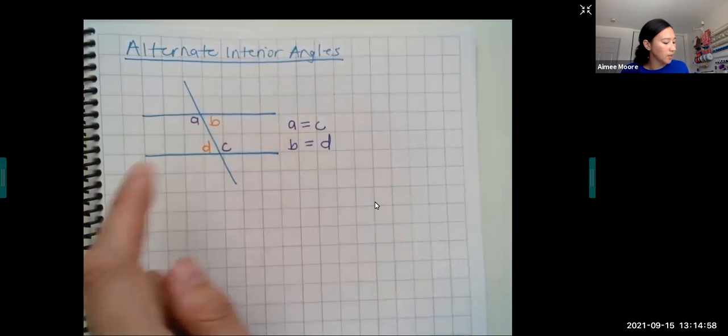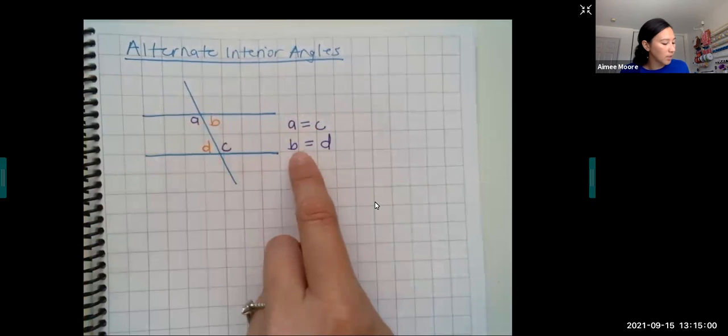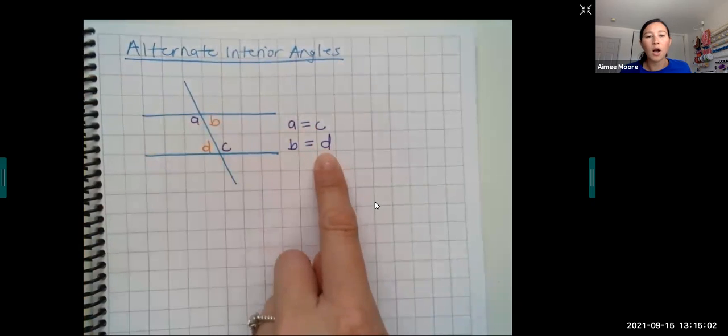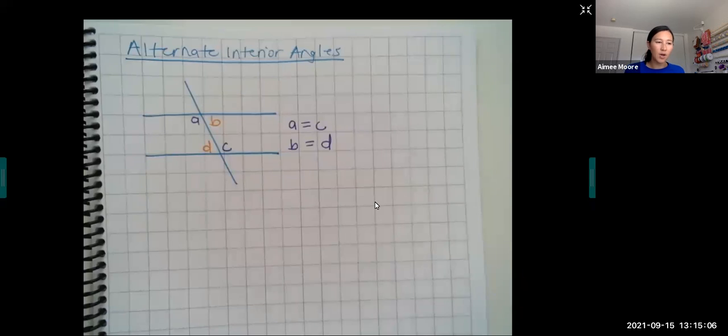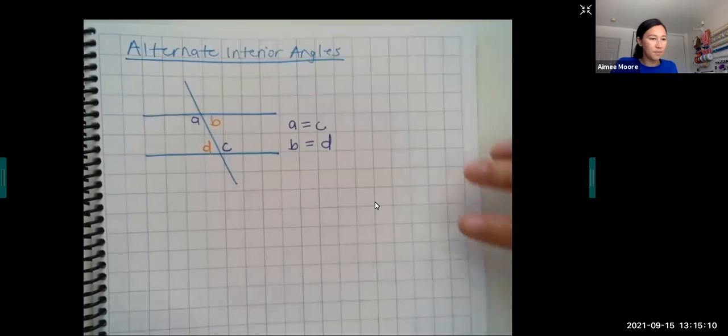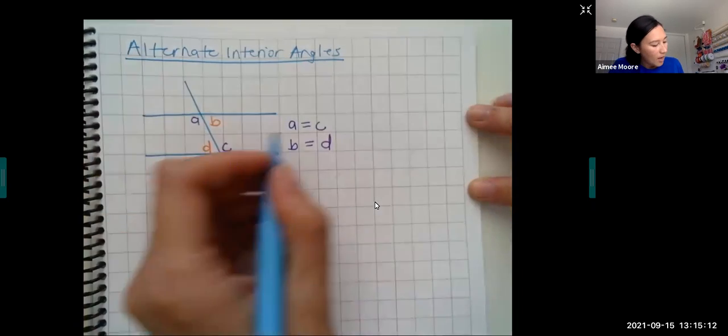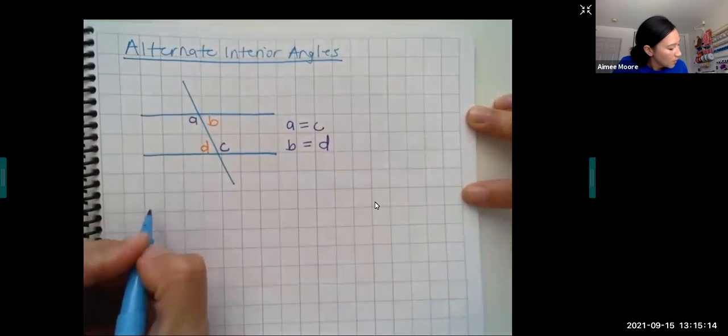Those angles are congruent. And B is equal to D. Those two angles are also congruent because they are alternate interior angles. And we know that alternate interior angles are congruent. So let's write that down. So we'll just write it down here.